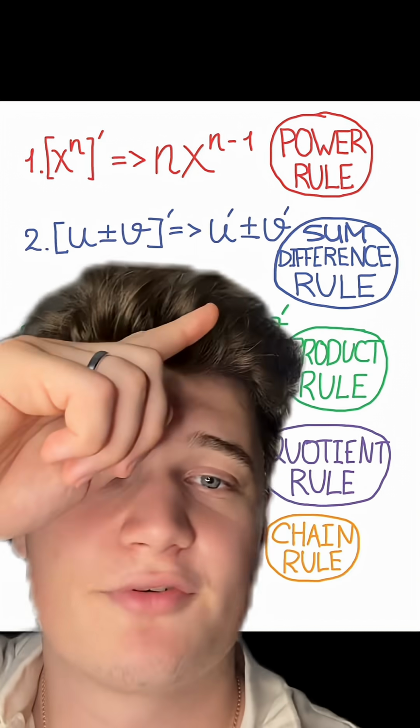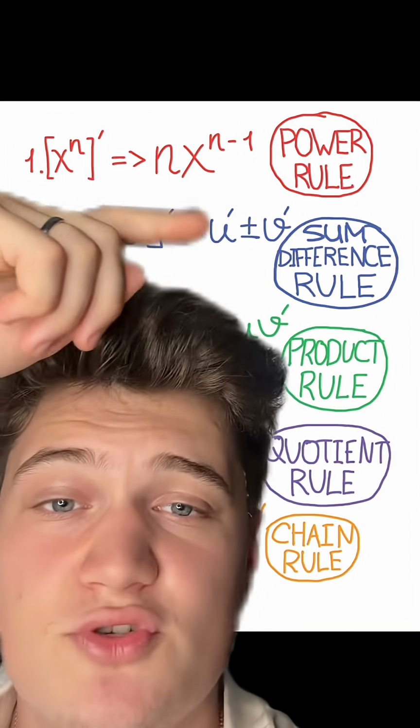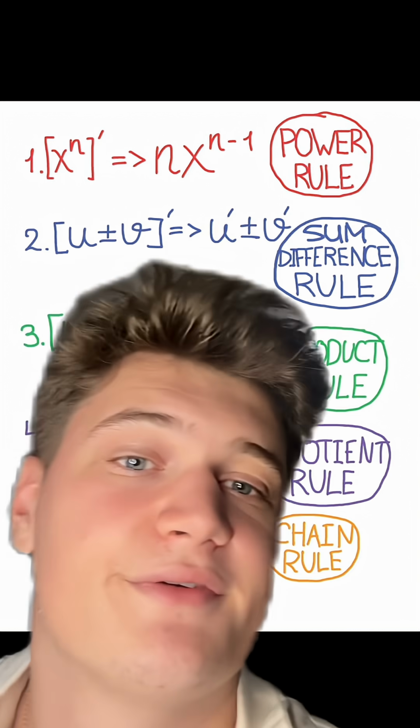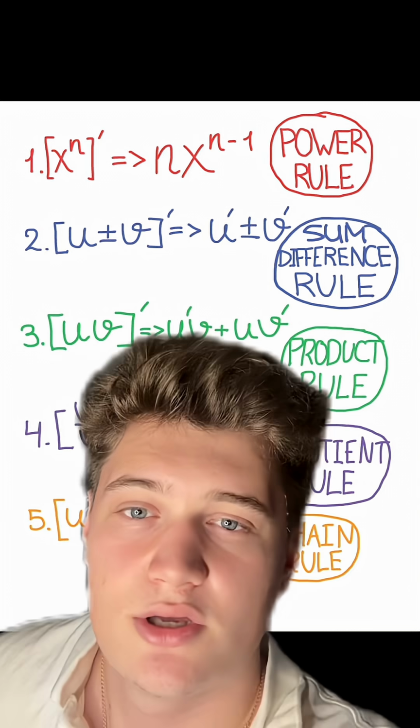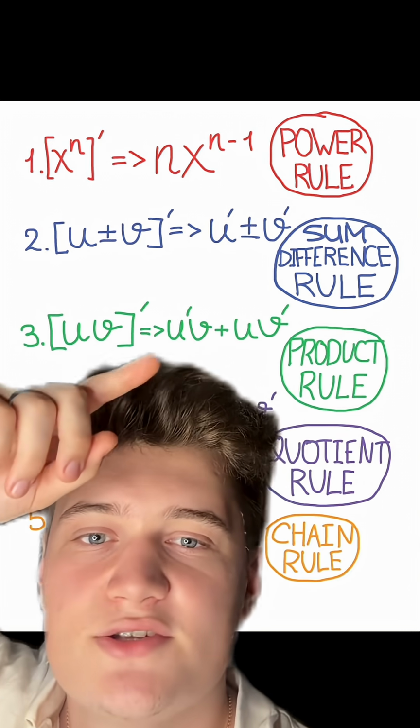Rule number 2, sum difference rule. If you have a certain u and v, and there is a sum or difference, it just results in u derivative plus or minus v derivative. That's it. Rule number 3 is product rule. If you have u multiplied by v, it results in u derivative v plus u v derivative.